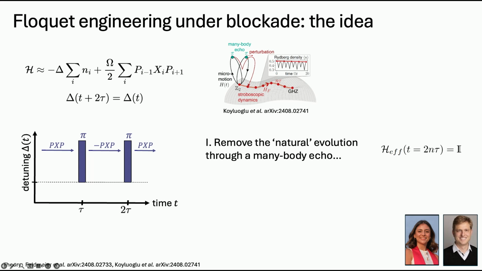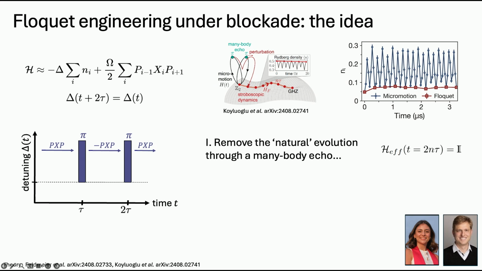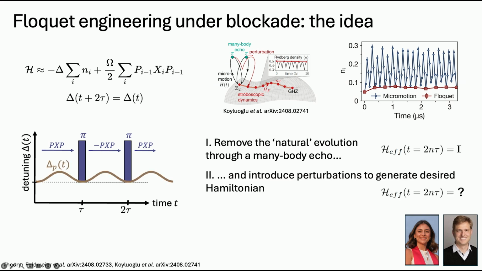You do nothing. Now, in experiment, this is what it looks like. You have some complicated micromotion, but then at periodic times, you come back to the same state. Then if you add some perturbations on top of this detuning drive, you can generate some slight deviations away from this many-body trajectory and pick up some effective evolution at stroboscopic times and generate this effective Floquet Hamiltonian.